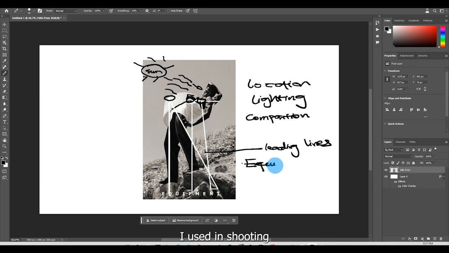So the equipment I used in shooting this particular image was my Fuji SD3 and my Vectros 85mm 1.8 lens, a close-up lens. And I also had a tripod. The tripod held the camera firm to the ground because the seaside is quite windy usually. So those are the three things I used in shooting this particular image.